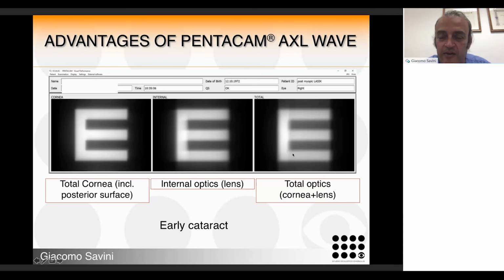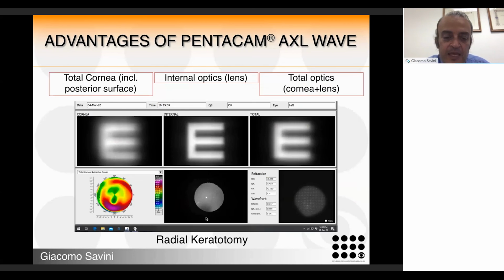This was a relatively young woman that had an early cataract that was not so easy to see at the slit lamp, and here you have an objective visualization, easy to understand also for the patient. This is the opposite case. You see a horrible E on the left because the lady had a radial keratotomy. The lens has no problem, but the total visual quality is affected.